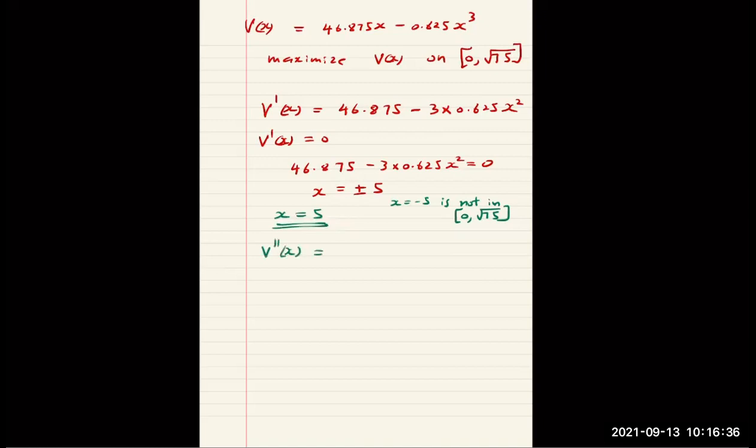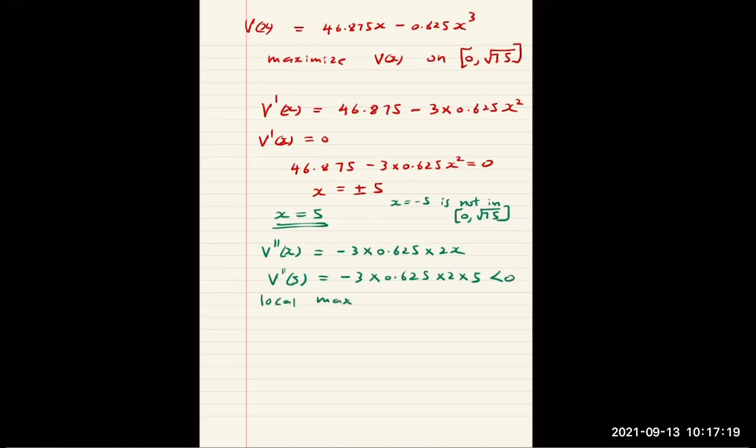V double prime of x would be minus 3 times 0.625 times 2x. Okay, my x value is 5. I can plug in 5 here to determine whether I have a local maximum or local minimum at x equals 5. If you plug in x equals 5, this will be clearly a negative number: 0.625 times 2 times 5. So this is a negative number.